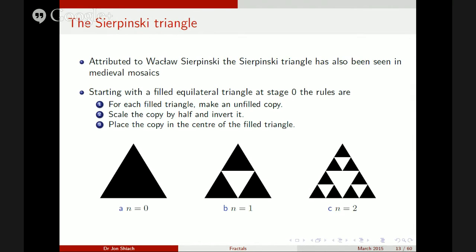So at the first iteration, we now have 3 filled triangles. And for each of these filled ones, we do the same: make a copy, turn it upside down, halve the size, and place it in the middle. And we do the same for each of these triangles, and so on and so forth.